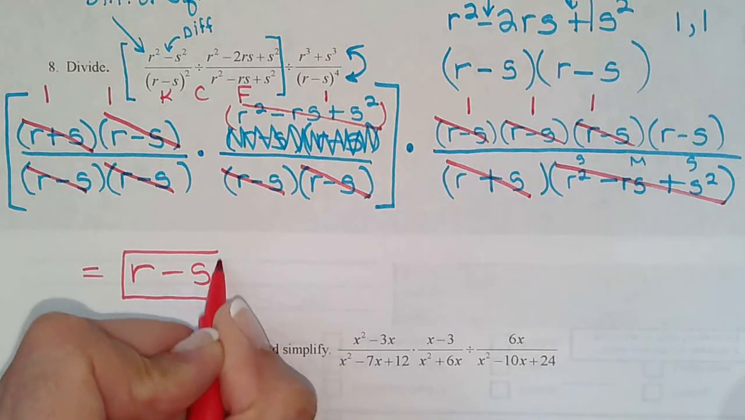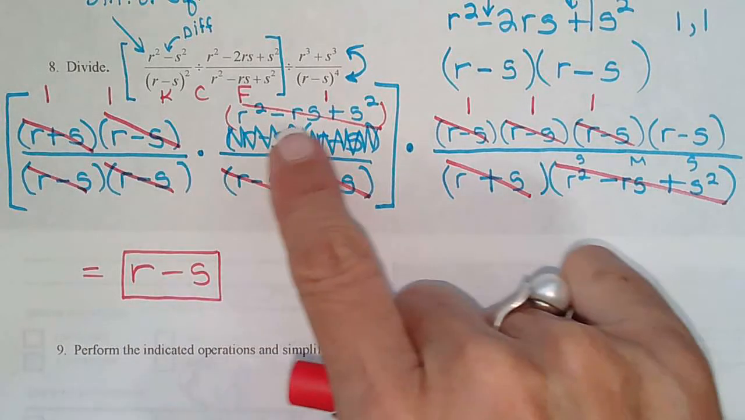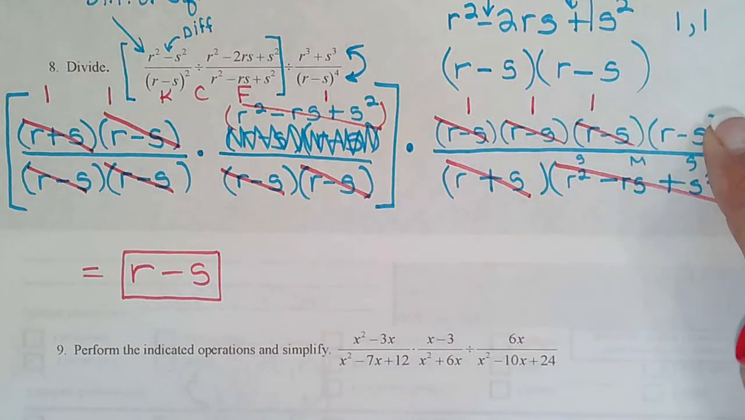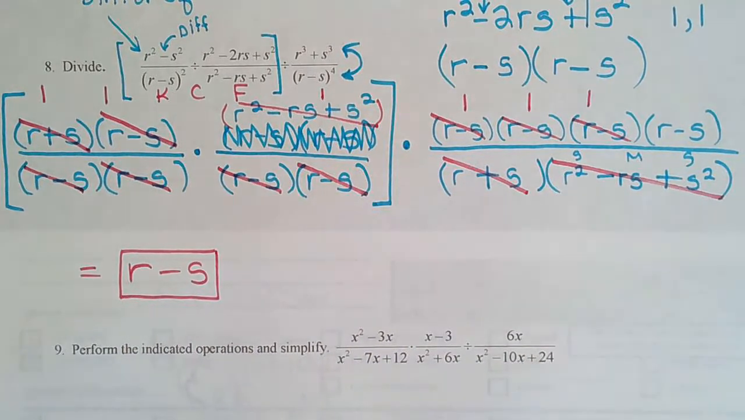Really? So 1, 1, 1, 1, 1, 1, R minus S. Nothing, nothing, nothing, nothing, nothing, nothing. So it's R minus S over 1, which is R minus S. Can you believe that?